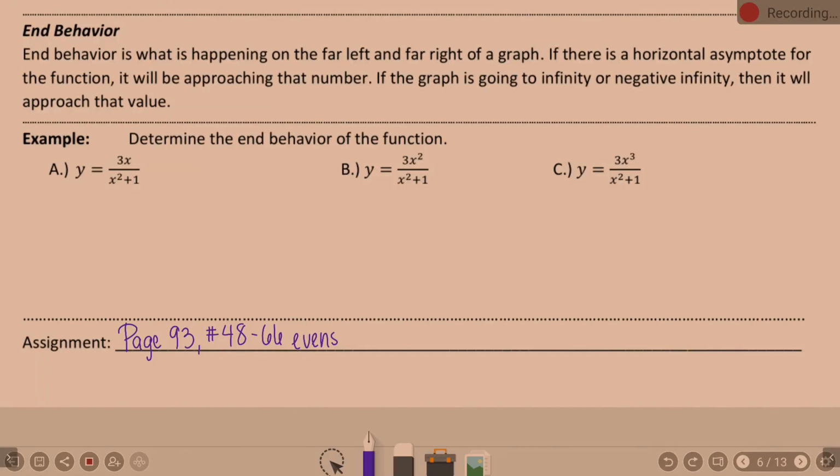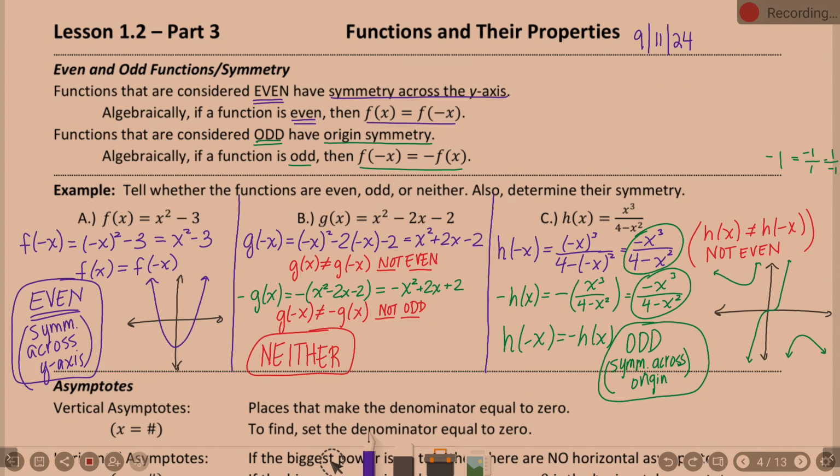We are going to finish the 1.2 Part 3 notes. We talked yesterday about even and odd functions. Remember the algebraic relation. Even is f of x equals f of negative x. Odd is f of negative x equals negative f of x. Also remember symmetry: symmetry across the y-axis versus symmetry across the origin.